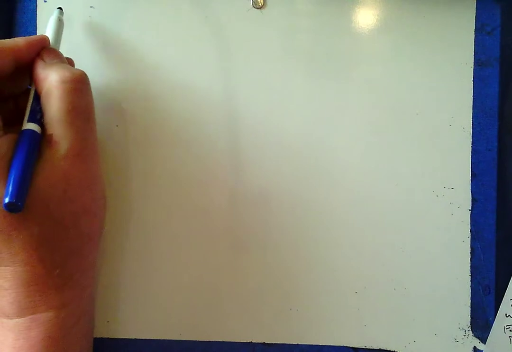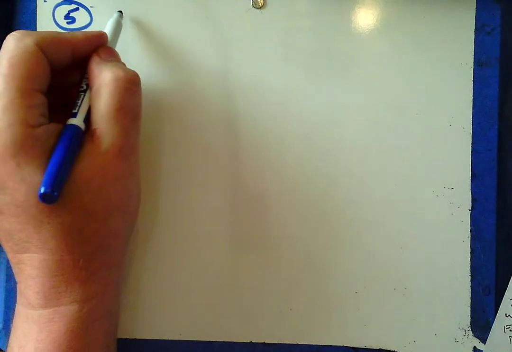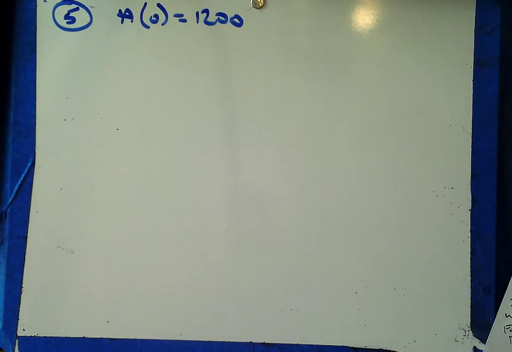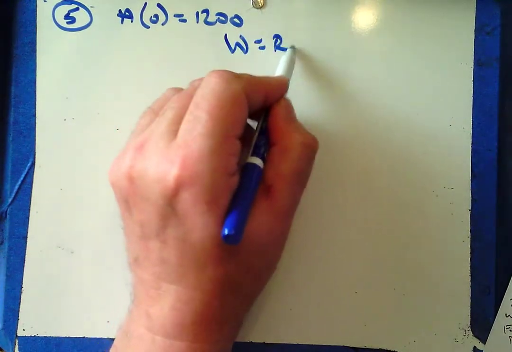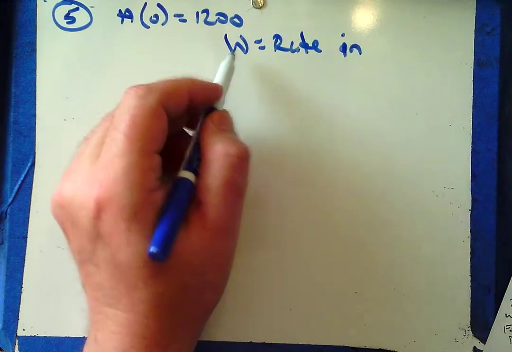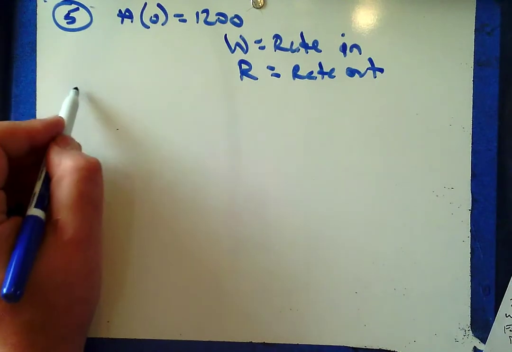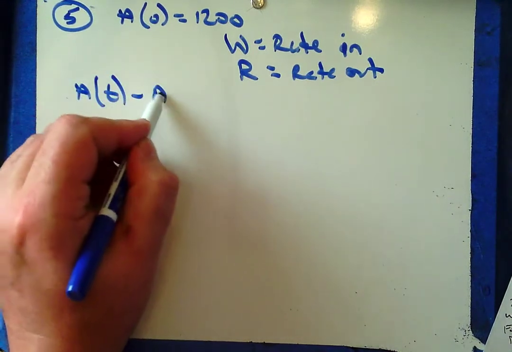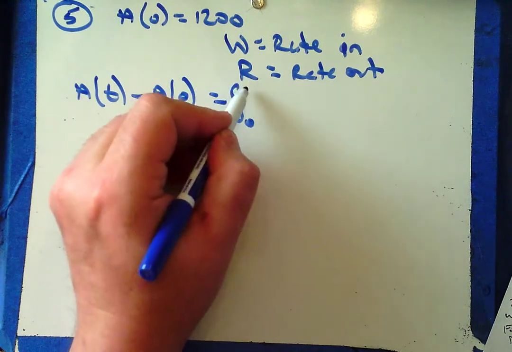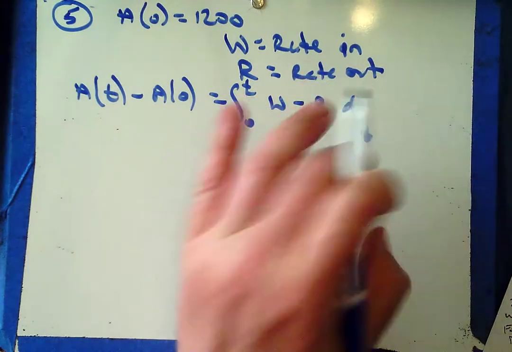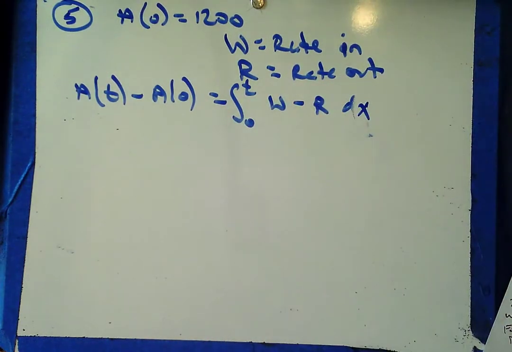Okay, let's see, what's next? Problem number 5. A tank at Camp Newton holds 1,200 gallons at time equal to 0. That sounds familiar. There's a rate in, and there's a rate out. And so I know at some point in this problem I'm going to be doing A of t minus A of 0 equals the integral from 0 to t of W minus R dx. Okay, but maybe not in part A.